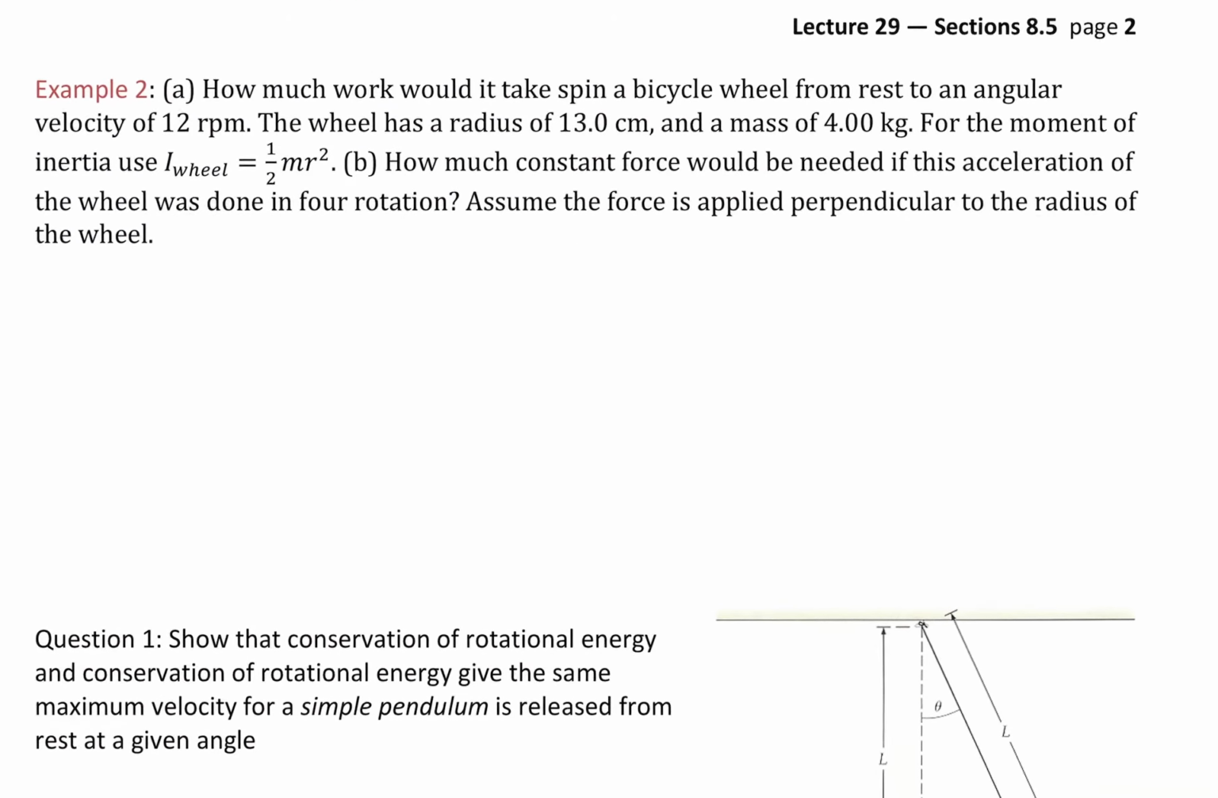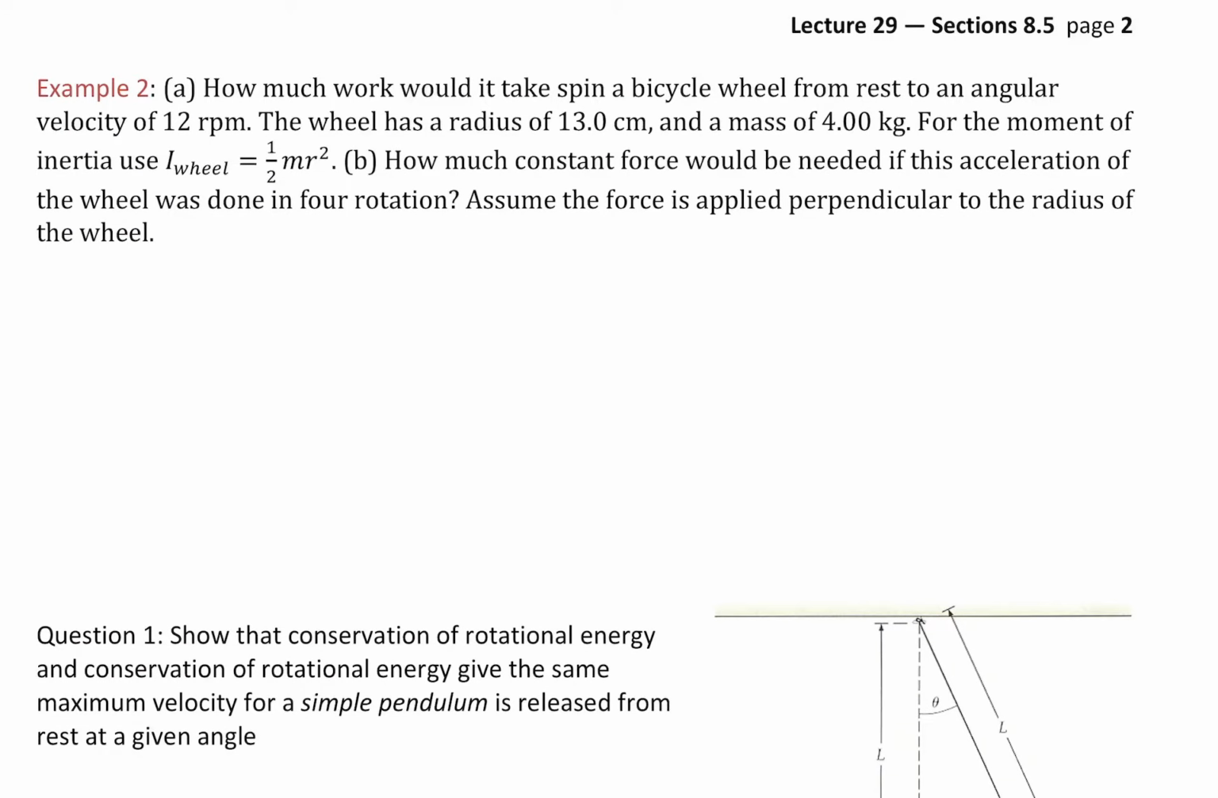Okay, let's do another work problem involving rotation. Example 2: how much work would it take to spin a bicycle wheel from rest to an angular velocity of 12 RPM, that's revolutions per minute? The wheel has a radius of 13 centimeters and a mass of 4 kilograms, and for the moment of inertia, we're going to use that of a solid cylinder, which is an approximation surely for a wheel. They're not quite solid cylinders, but we will use it: 1/2 mr squared.